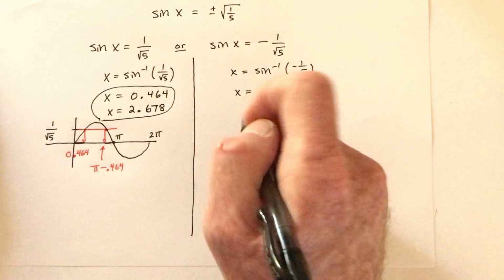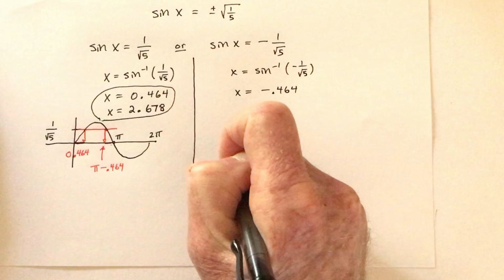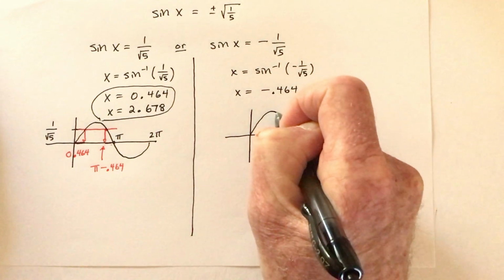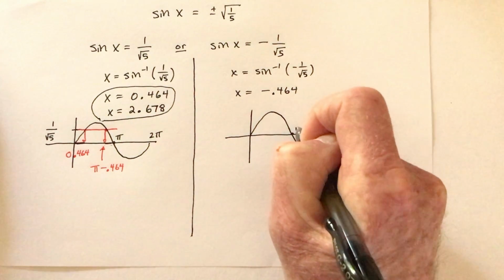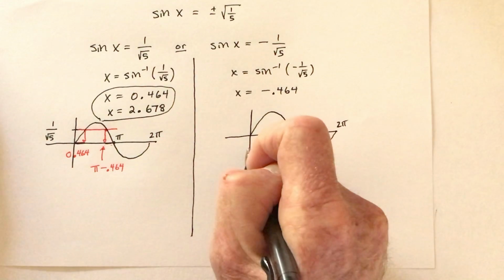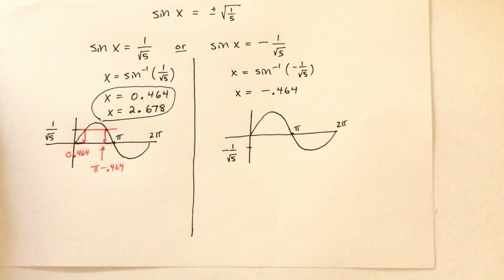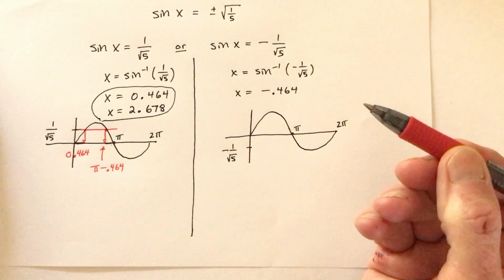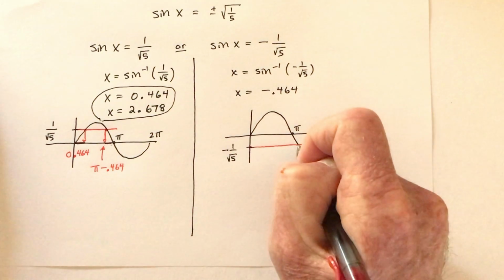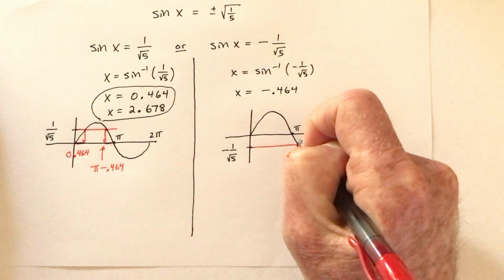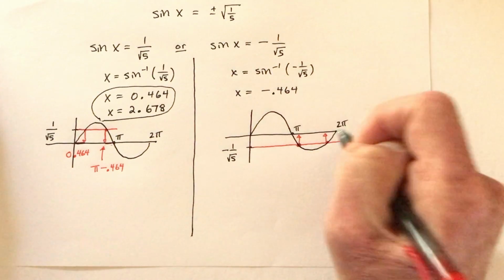Now what about this one? So again, if you look at this part, it's saying, look at the sine graph from 0 to 2 pi. And now it's equal to a negative 1 over the square root of 5. Then get a nice trusty red pen and make a horizontal line go straight across. And then you'll see that there's two answers. One is just a little bit bigger than pi, and one is just a little bit smaller than 2 pi.